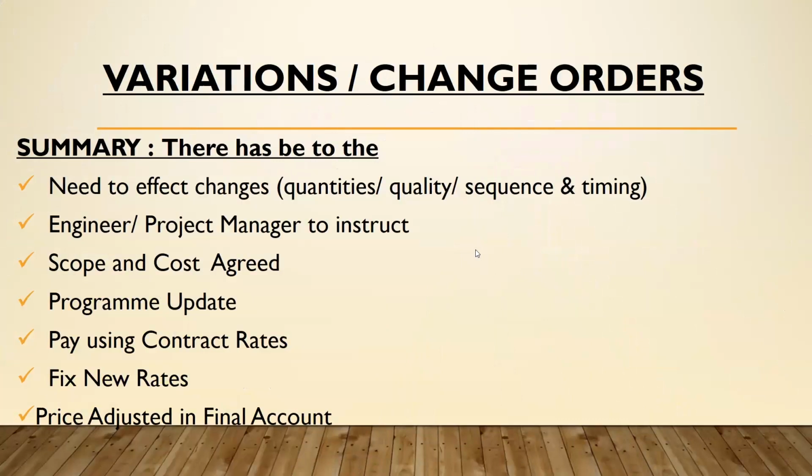So by way of conclusion, for a variation or change order to occur, there is the need to effect changes. And then also the engineer or the project manager must give an instruction. The scope and the cost must be agreed. The program of works must be updated, and payment must be made using contract rates. And for new items, a new rate must be fixed. And then the price adjustment is adjusted in the final.